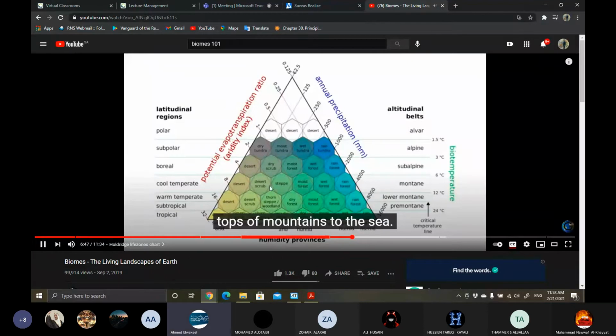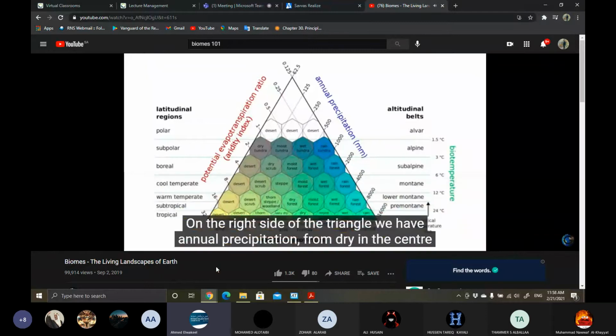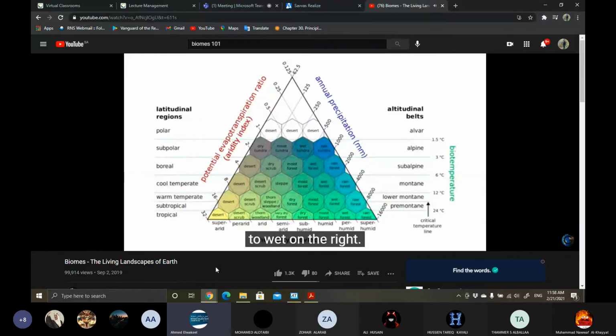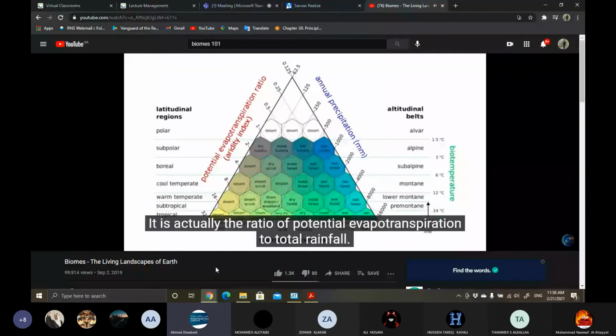Consequently, some animals will try to adapt to living in that place, constructing the biomes we are speaking about. On the right side of the triangle, we have annual precipitation, from dry in the center to wet on the right. The combination of temperature and rainfall yields a factor called the Aridity Index. It is actually the ratio of potential evapotranspiration to total rainfall.